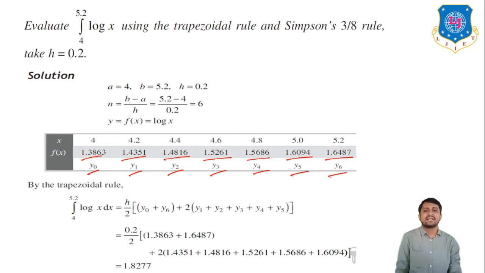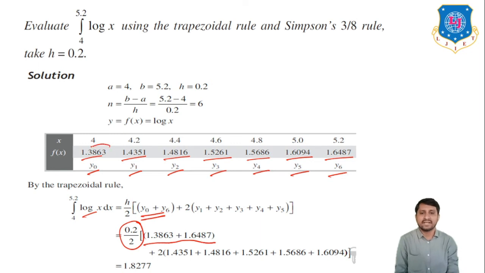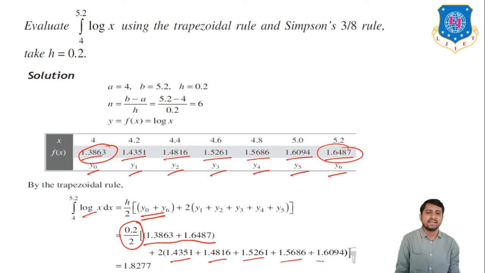Here you can see that the trapezoidal rule is quite easy. So integration from 4 to 5.2 of log x dx. What is the trapezoidal rule? h by 2 into y0 plus yn. So h is 0.2, 0.2 by 2 into y0 plus yn. The first and last entries: 1.3863 plus 1.6487, plus 2 into all other entries: 1.4351, 1.4816, 1.5261, 1.5686, 1.6094. The final answer is 1.8277 using the trapezoidal rule.